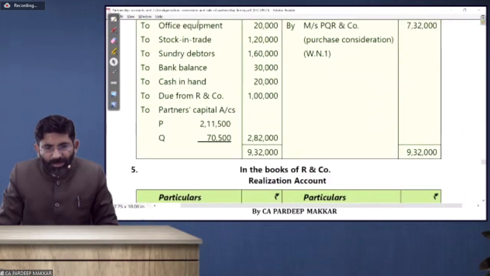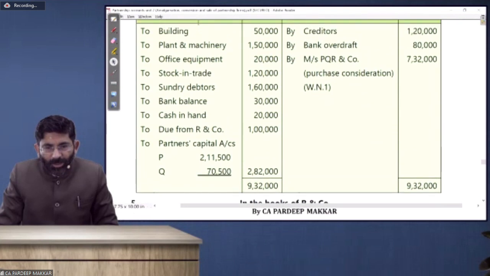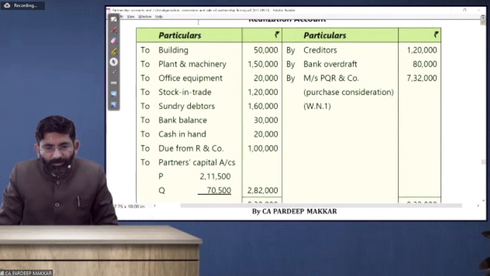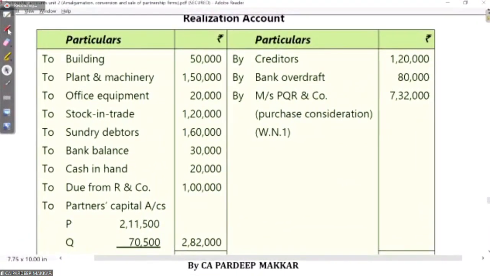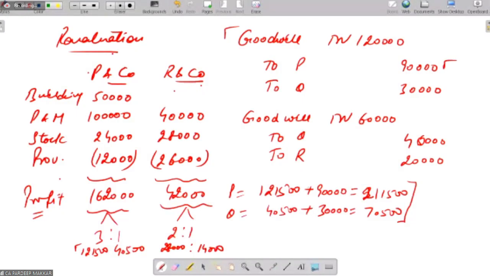Yes, this is the realization account. How much amount are P and Q created with? See here, it is 2 lakh 11,500 and 70,500. And how much did I get for you? It is 2 lakh 11,500 and 70,500. Is that okay?